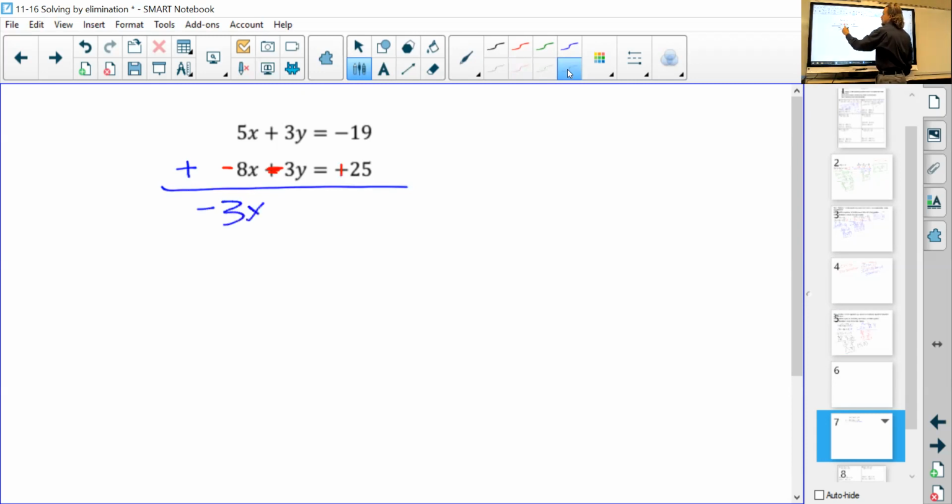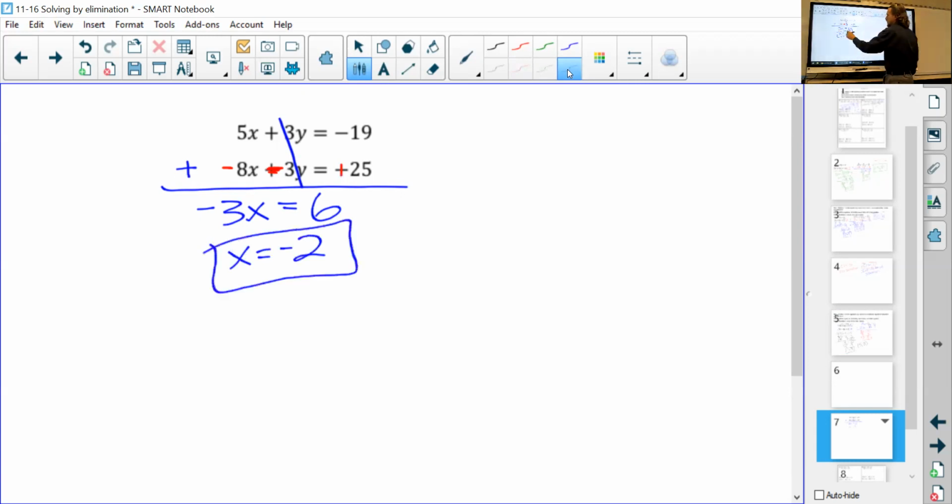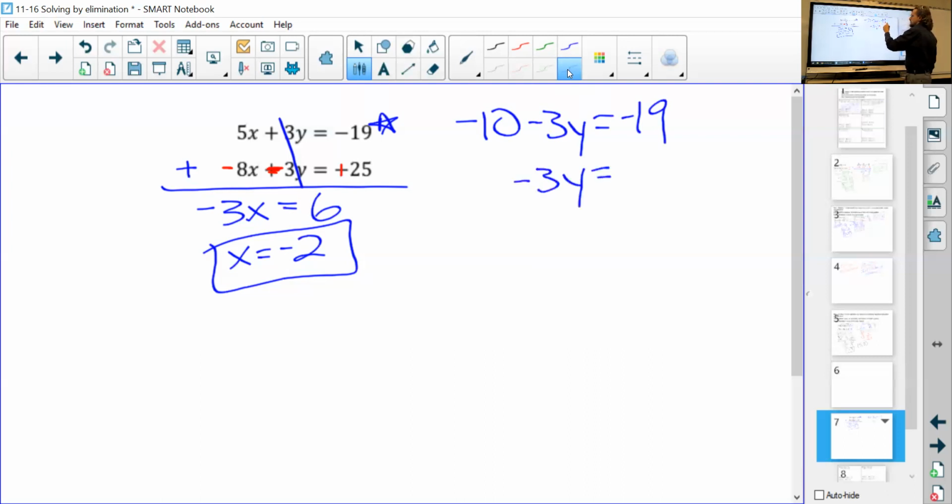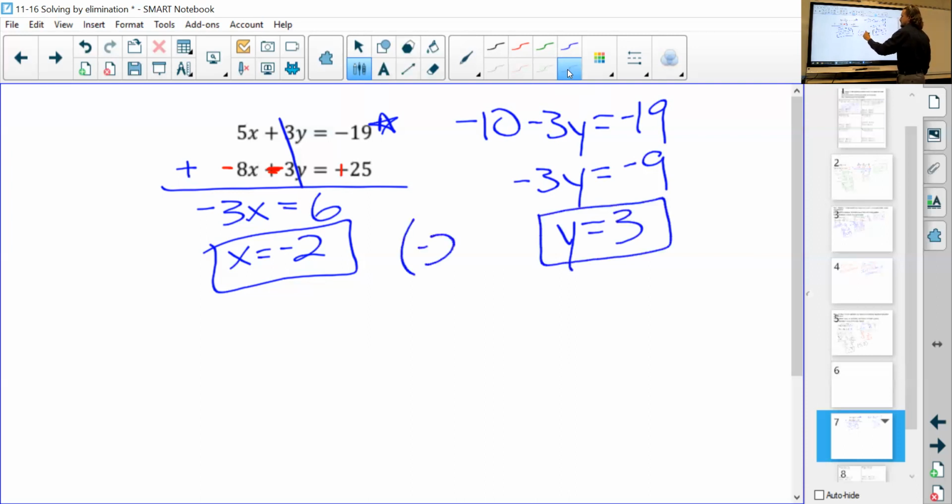So this would be negative 3x, the y's cancel out, negative 19 plus 25 is 6. We divide both sides by negative 3, and we get x is negative 2. So there's part of our answer. Put negative 2 back into the equation. If I take this top one, 5 times negative 2 is negative 10 plus 3y equals negative 19. Add 10 to both sides. So negative 3y equals negative 9, or y equals positive 3, and we get negative 2, 3. You don't necessarily have to write down all the steps. You've done two-step equations enough that you know the work you have to do. You get rid of the plus or minus, then you get rid of the times or division to get your answer. Okay? I can plug it back in just to be sure.